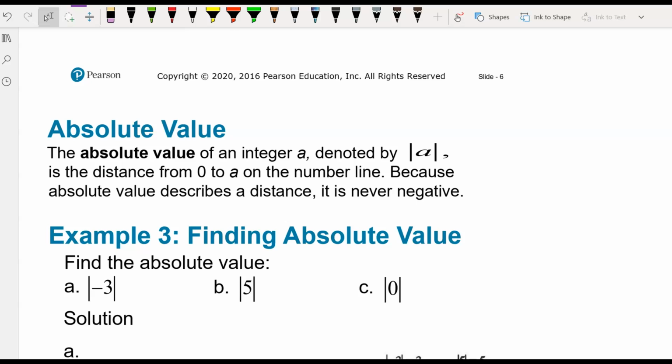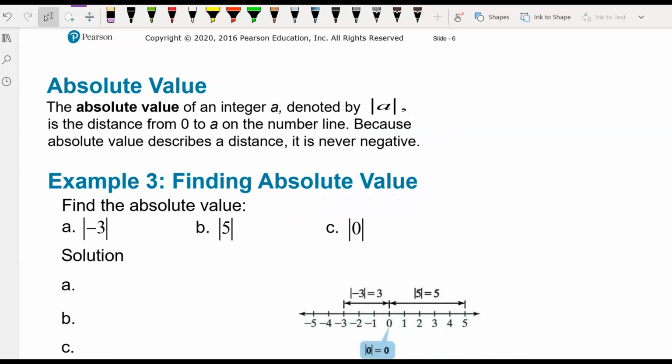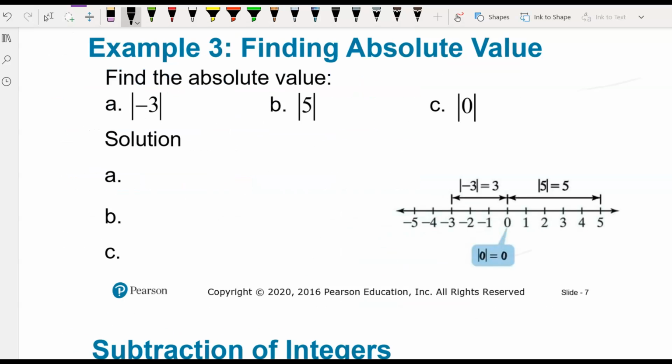All right, the absolute value of integer a is denoted by two lines around your variable, letter, anything that's inside your absolute value. So when it's contained in those lines, you're doing the absolute value of that. It is the distance from 0 to a on the number line, because absolute value describes a distance and it's never negative. So remember, absolute value will always change your numbers to positive.